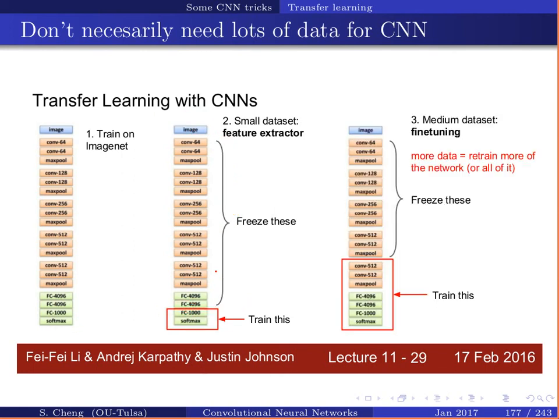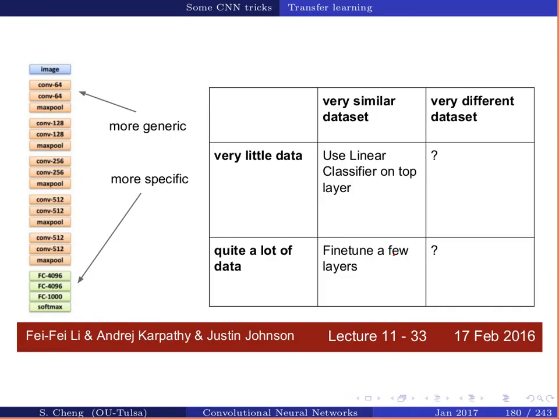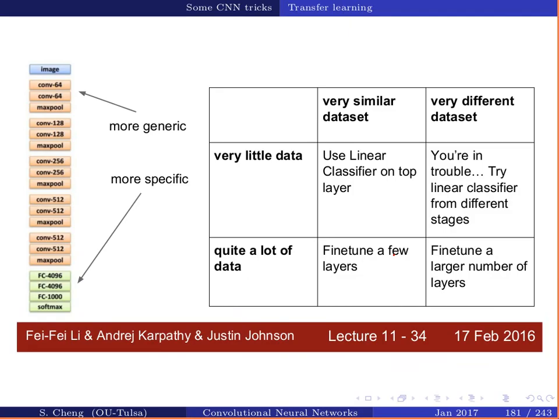And if you have more data, then you can do some fine tuning. Freeze the earlier layers and then train the later layers. This is something very useful. There's a paper that mentions that, and that's the idea I already mentioned in the earlier slide.